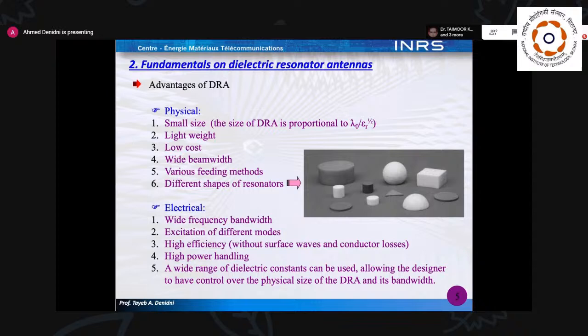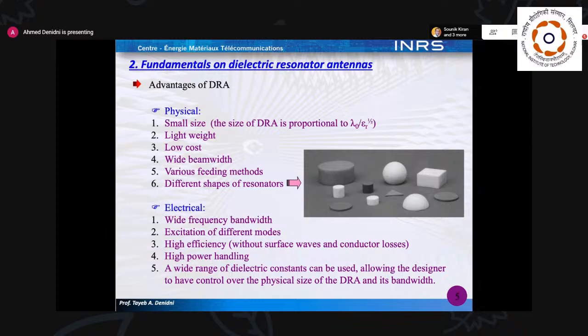And also we don't have a surface wave. This issue, we generally see it in microstrip, and it leads to some leakage. In this way, with this type of antenna, we can avoid these two problems. And by avoiding these two problems, we can increase our efficiency, or we can achieve very high efficiency.